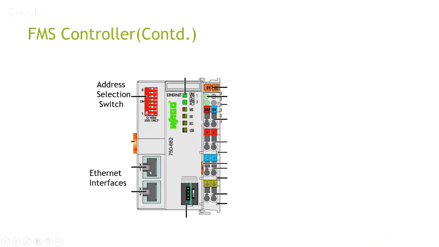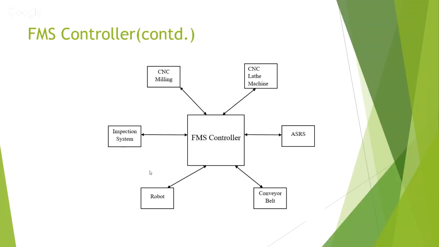Each interface can connect to a system, so you can connect two systems. What the FMS controller does is communicate with these components: CNC lathe, ASRS, conveyor belt, robot, inspection system, and CNC milling system. It is a slave and master type system.